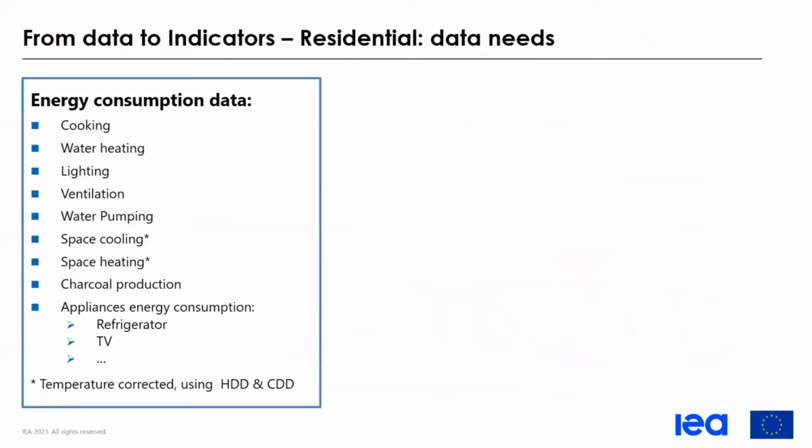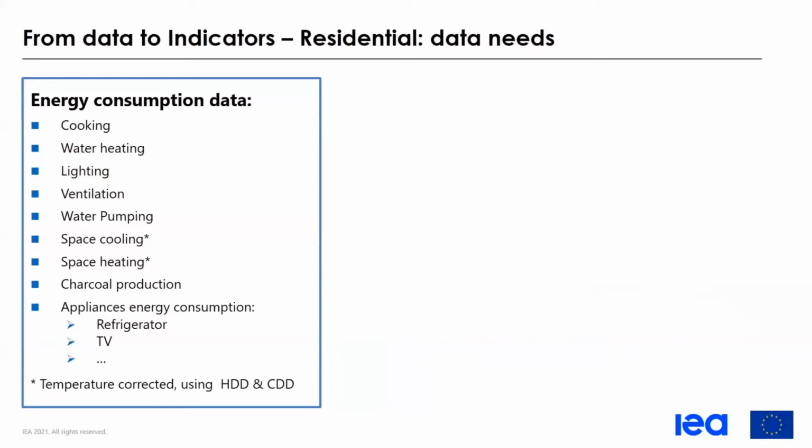Let's now see which data we can collect for every sector. And let's start with the residential sector. In order to calculate energy efficiency indicators for the residential sector, the IEA recommends collecting energy consumption data by end use. So, for example, space heating and cooling, water heating, cooking, lighting, as well as energy consumption of different appliances, such as dishwashers or televisions.